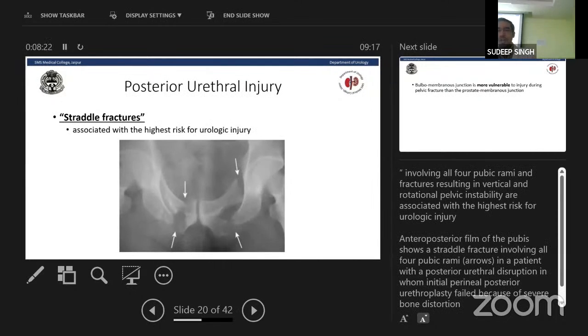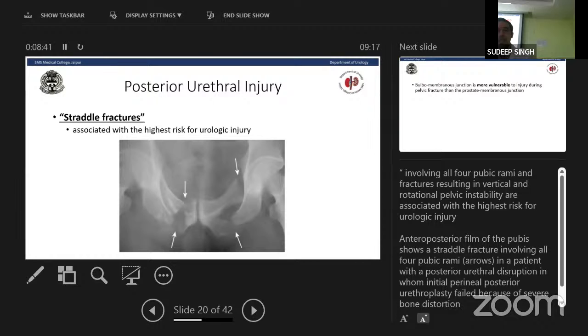The urethra is divided into the anterior urethra and the posterior urethra. The posterior urethral injury is mostly because of the straddle fracture. A straddle fracture is when all the 4 pubic rami are involved, and it results in a vertical and rotational pelvic instability. This is associated with the highest risk of urological injury.